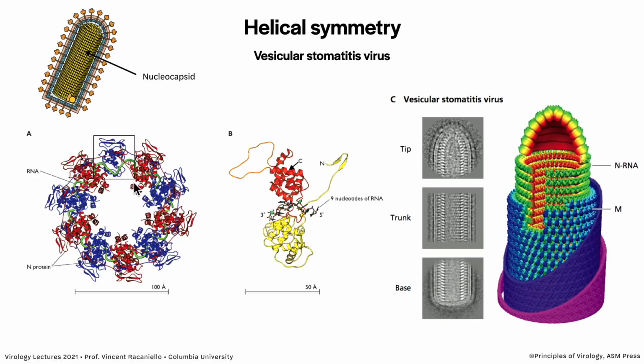And here is the structure of the RNA bound to 10 molecules of RNA. You can see blue, red, et cetera. There's the RNA in green. There's a single nucleocapsid protein. It's a bilobed protein with a groove in the middle, and the RNA fits into the groove. So this binds very nicely to the protein.